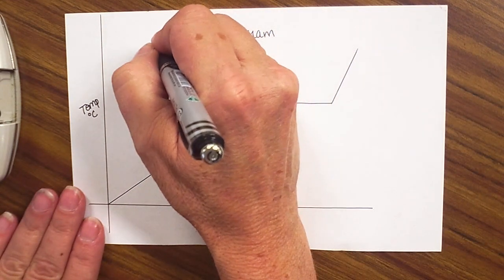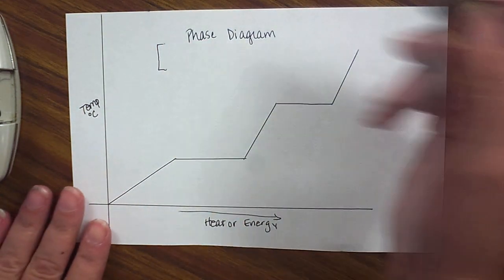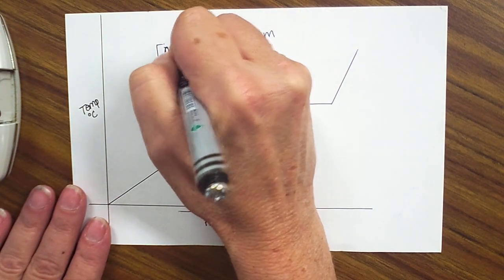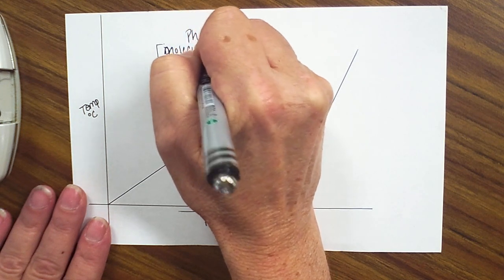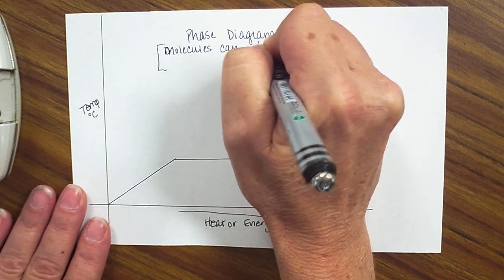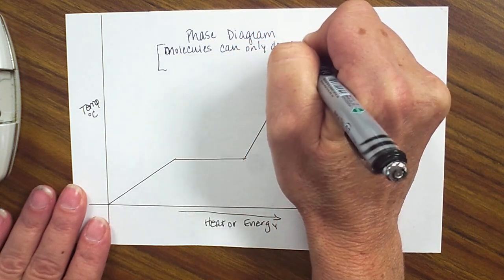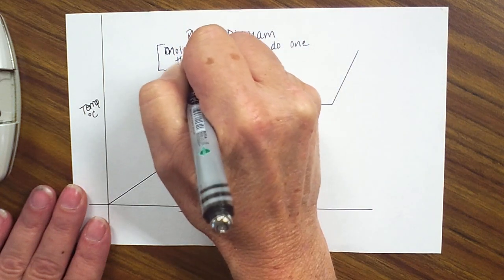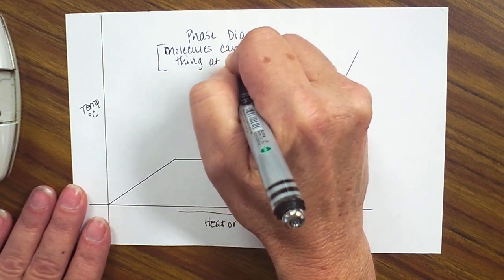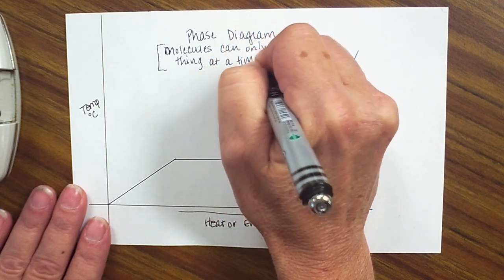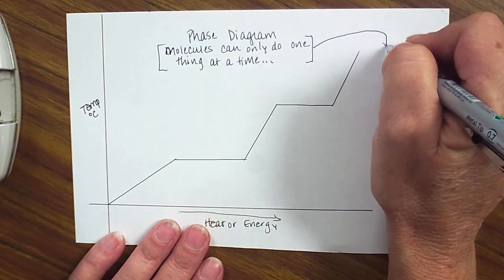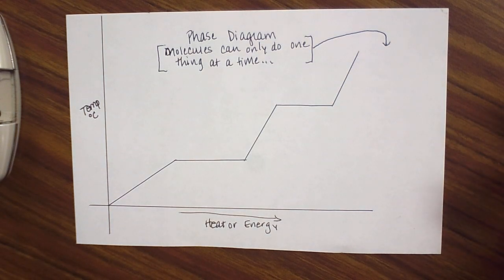So phase diagrams show a theme, and the theme is that molecules can only do one thing at a time. And so over here on this little column here, we're going to talk about what the one thing at a time is.